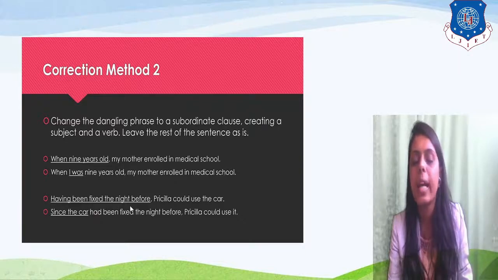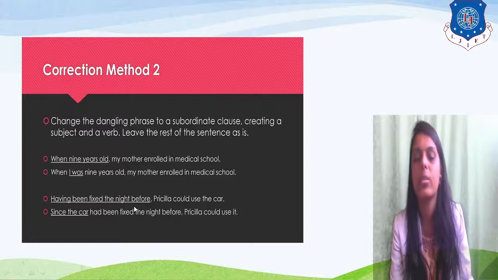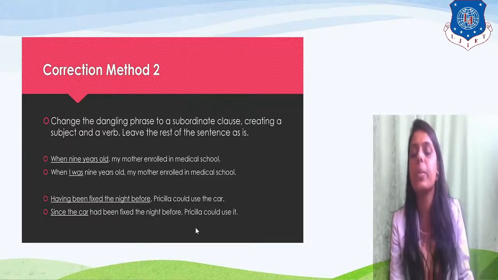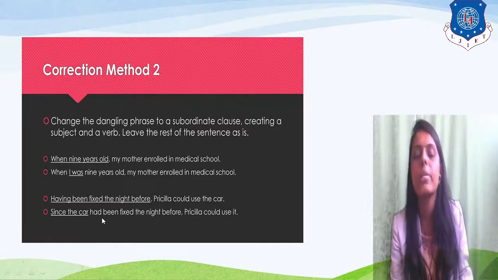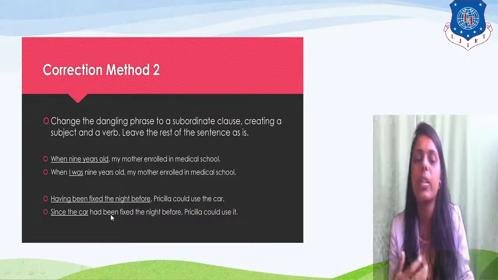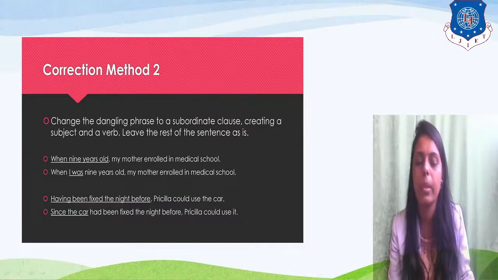Having been fixed the night before, Priscilla could use the car. Since the car had been fixed the night before, Priscilla could use the car. So this has been the main phrase and this becomes the subordinate clause. So here you can see the change, right? If you change the dangling phrase to a subordinate clause, you can correct the sentence and modify it properly.